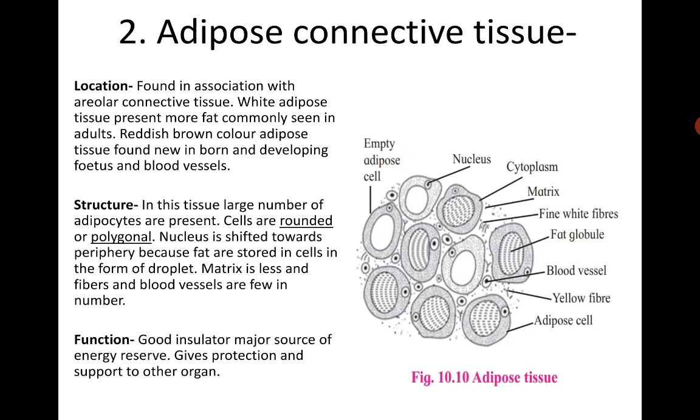Matrix is less, and fibers and blood vessels are few in number. Matrix is less, also fibers and blood vessels are less, but fat droplets are present in large quantity in the cells of this tissue.